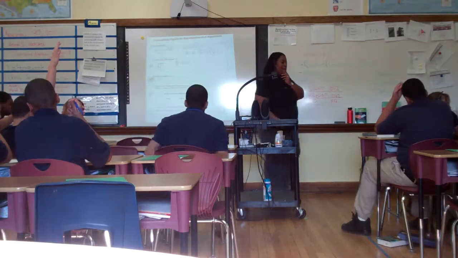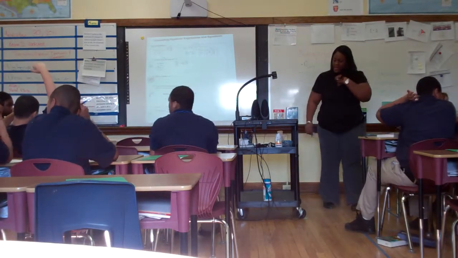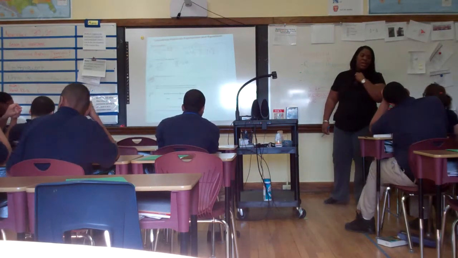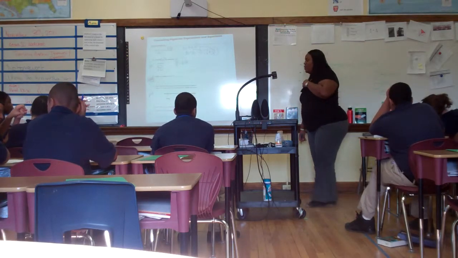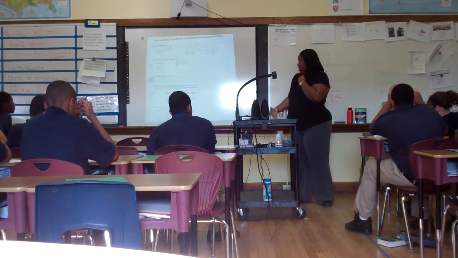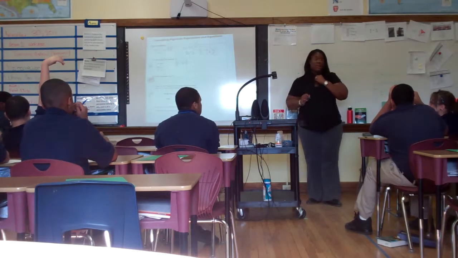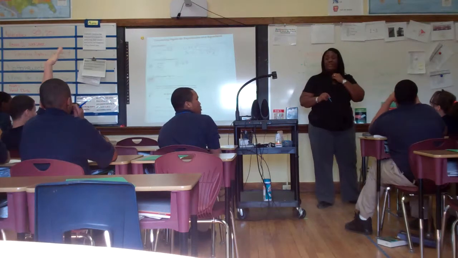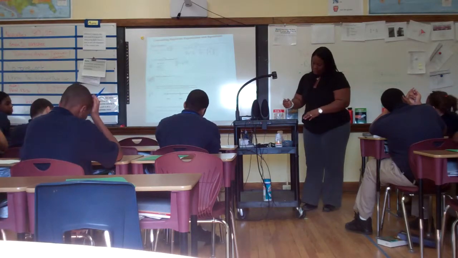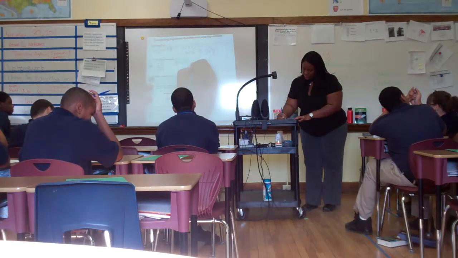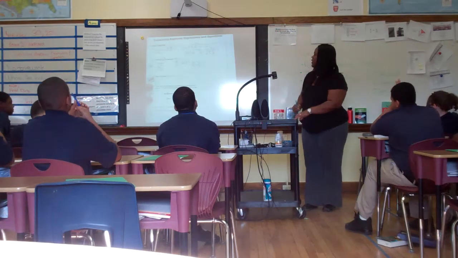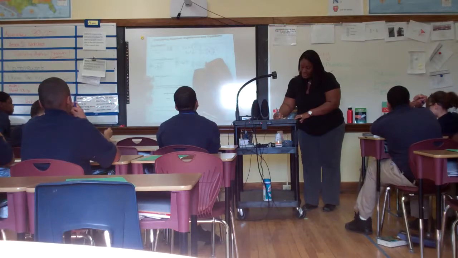Go. 10, 9, 8, 7, 6, 5, 4, 3, 2, 1. Bring it back to me. What's the connection between 31 fifths and 62 tenths? Everyone just talk to someone so I should see lots of hands. Cameron, what's the connection? So if I multiply 31 fifths times 2 over 2, I get 62 tenths.